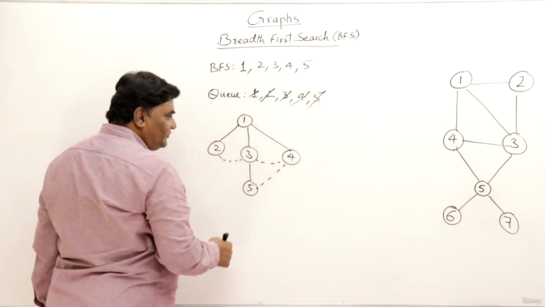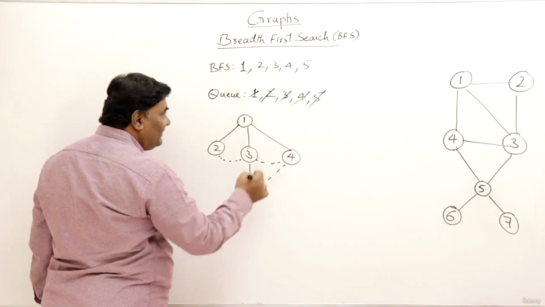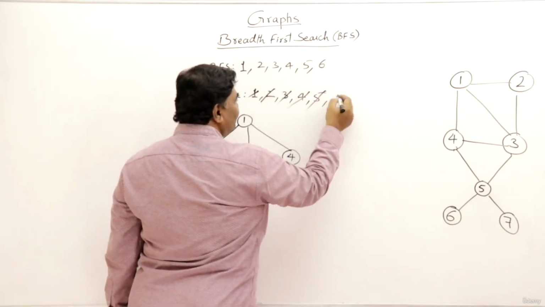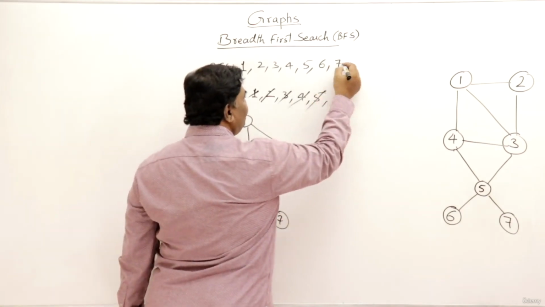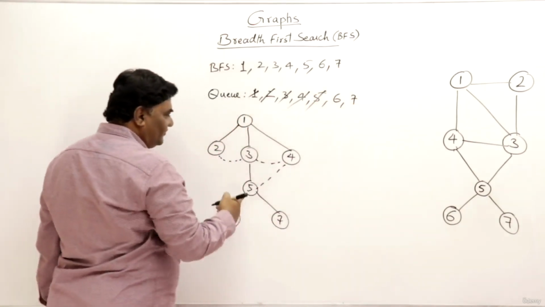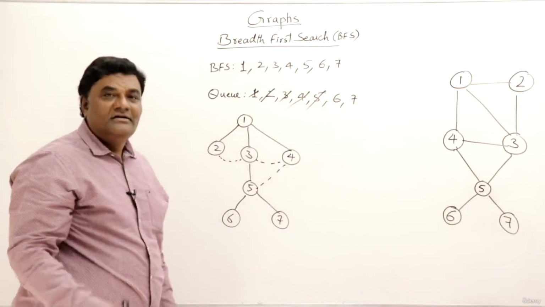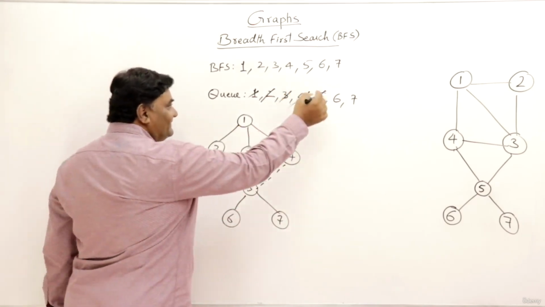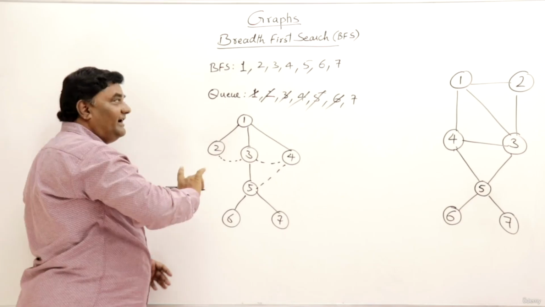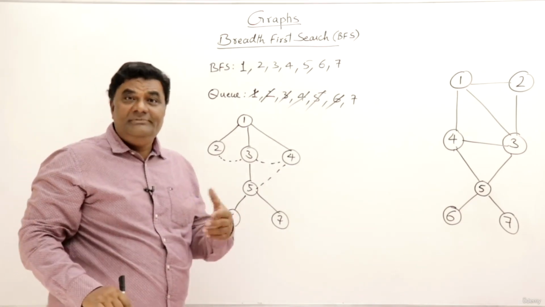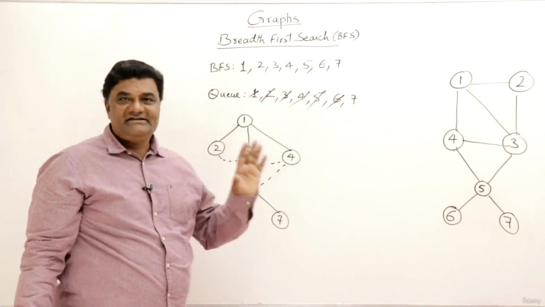5. Who are adjacent to 5? 6. Visit 6, add it to the queue. 7. Visit 7, add it to the queue. Now 5 is completely explored. Next vertex for exploration, 6. Nobody is adjacent to 6. So 6 is completely explored. We don't say it cannot be explored. We say it is completely explored.